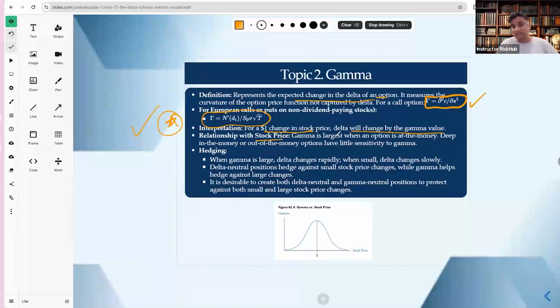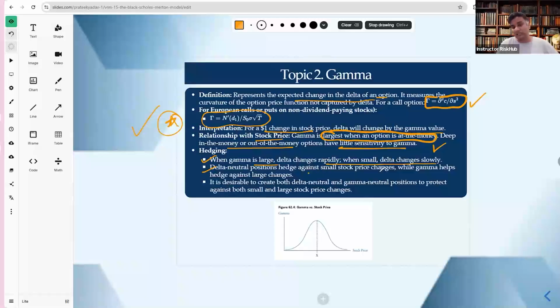Relationship with the stock price. Gamma is largest when the option is at the money. This is what I have given in my table, guys. This is the line I have given in the table because this is asked mostly in exam. Remember this table, right? So deep in the money or out of the money options have little sensitivity to gamma. Remember this line. When gamma is large, delta changes rapidly. When small, delta changes slowly.